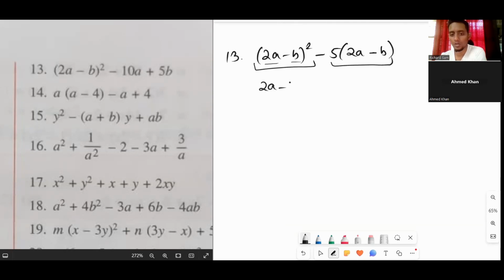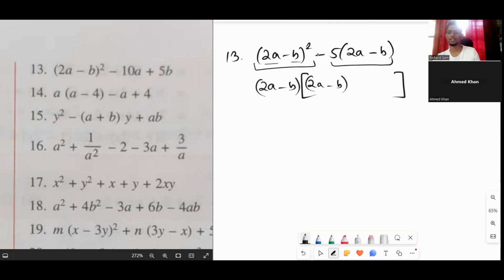2a minus b is common. Okay. Now the main brackets. So 2a minus b into what will give me 2a minus b whole square? 1. 2a minus b, because it's whole square, no? There's two of them. So 2a minus b into 2a minus b is 2a minus b whole square.